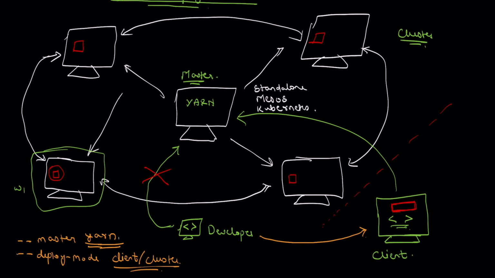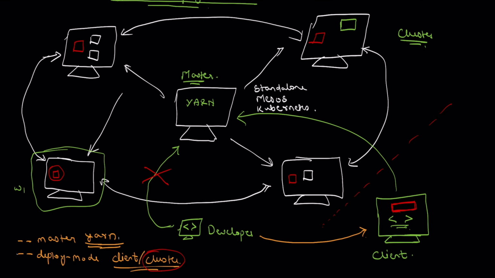In case of client and cluster, the executors would always be on the worker nodes. The difference would be in the driver node. So when we do deploy mode as client, we have the driver on the client itself, also called the edge node. And when we do deploy mode as cluster, the driver is created within the worker node and the executors are created within the worker node as well. Let's say we have these three executors.